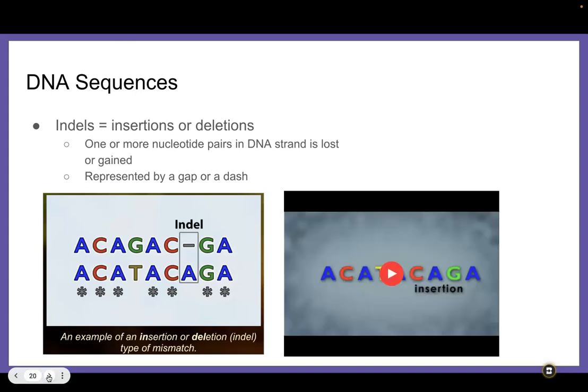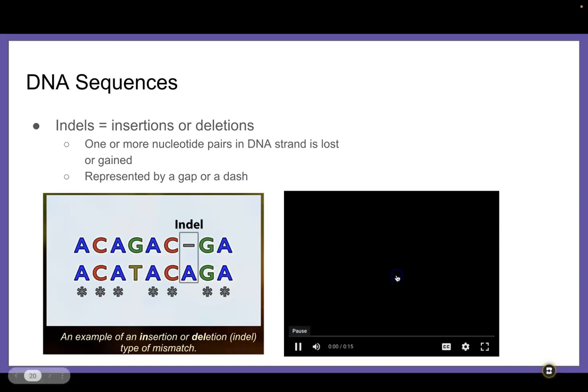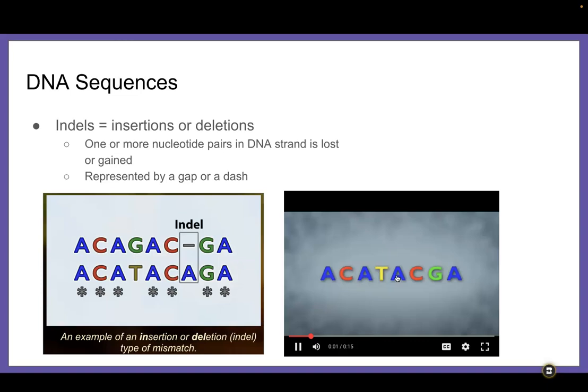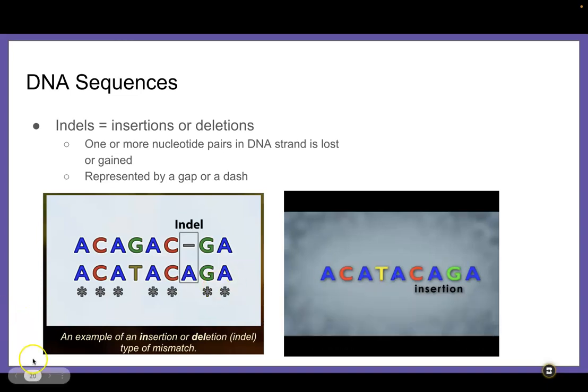We can have indels. We refer to them as insertions or deletions. One or more nucleotide pairs in the DNA strand is lost or gained, and it gets represented by a dash or a gap when I'm looking at those two comparisons. Again, it's called an indel. It can be either an insertion or a deletion. So say we could get everything to match except maybe this one place. That would be a good indication that that's what we saw happen.